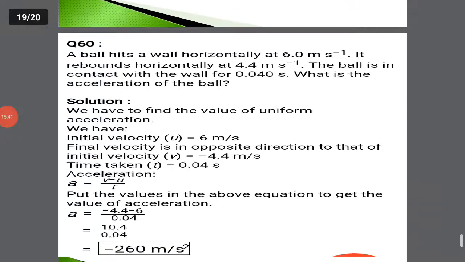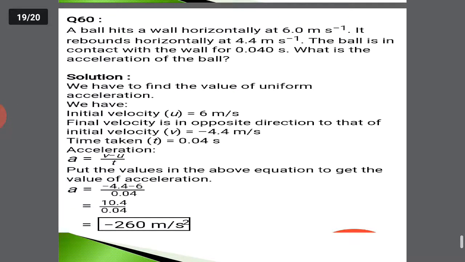Okay, now a ball hits a wall horizontally at 6 meter per second. Okay, what is given there? It is initial velocity u. It rebounds horizontally at 4.4 meter per second. The ball is in contact with the wall for 0.040 second. What is the acceleration of the ball?